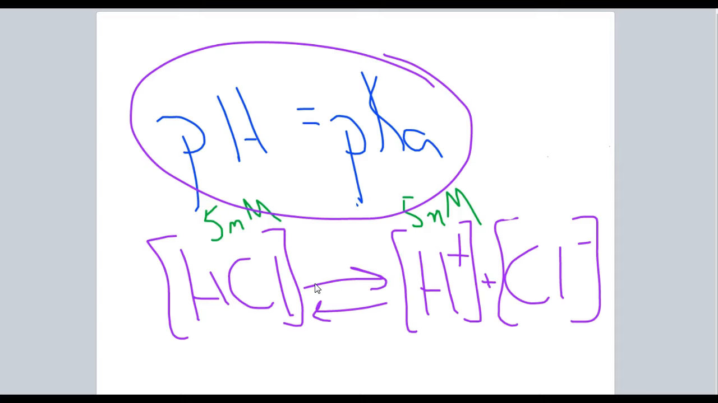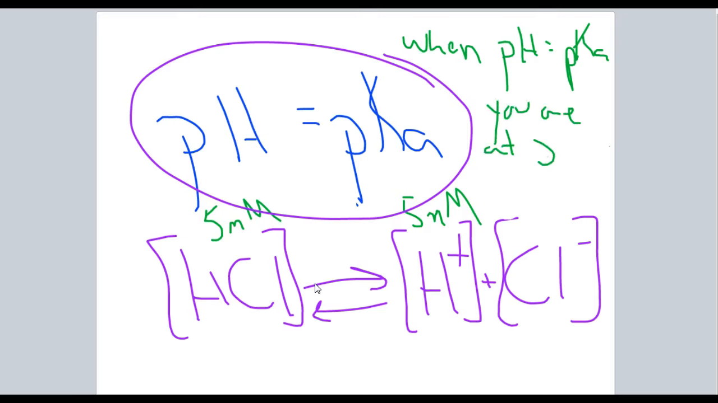So what we typically say in biochemistry is, when the pH of a solution equals the pKa of the acid you are adding, when that's the case, when the pH of a solution equals the pKa of the acid you're working with, you are at 50% dissociation. You know that half of the acid you've added has donated a proton and half of it has not.